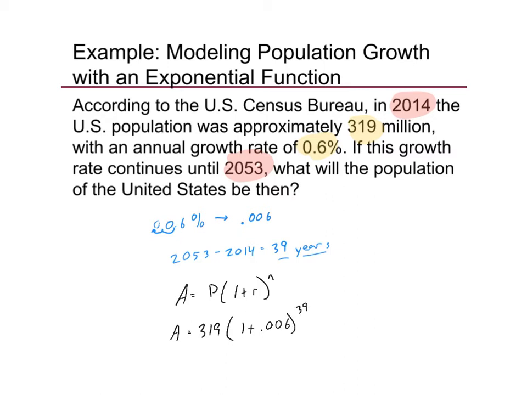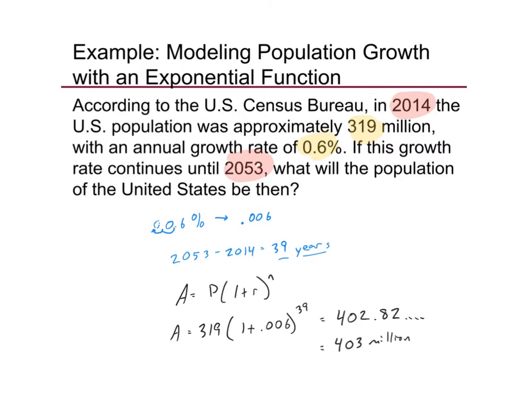All right, and that I can just type in my calculator all in one step if I want to. 319 million times 1.006 raised to the 39th power. Okay, if you want to put the 1 plus 0.006, you got to make sure you use that parentheses. Okay, but if I type that all in, let's see, I got 402.82, etc., which I'm going to round to the nearest whole in this example, since my 319 was to the nearest whole. So that would be 403 million people. That's a lot of people.